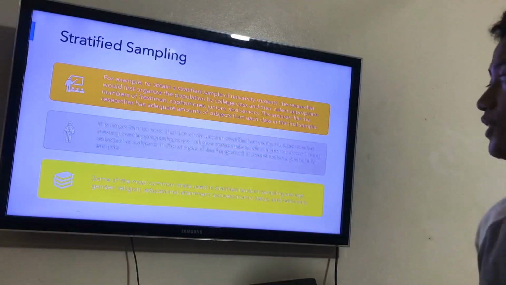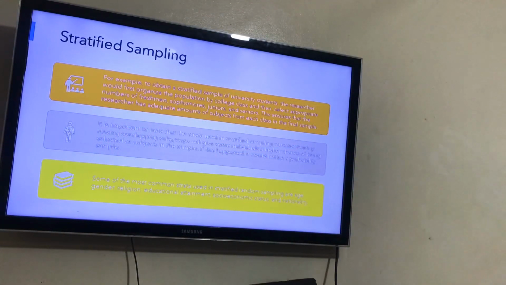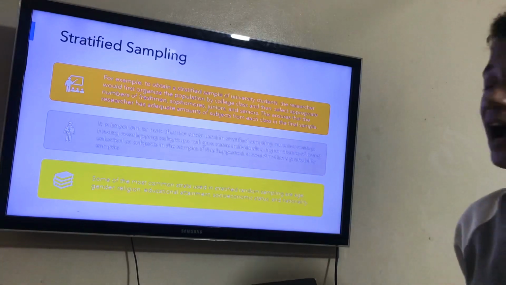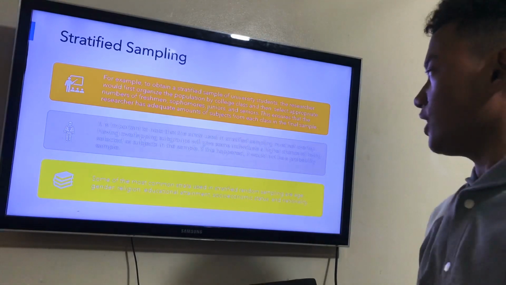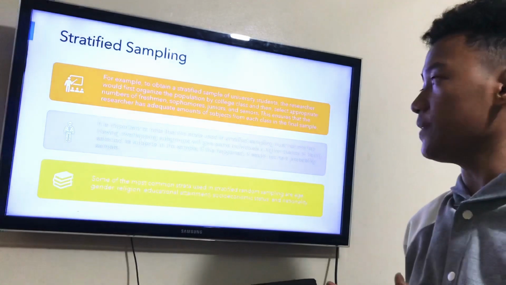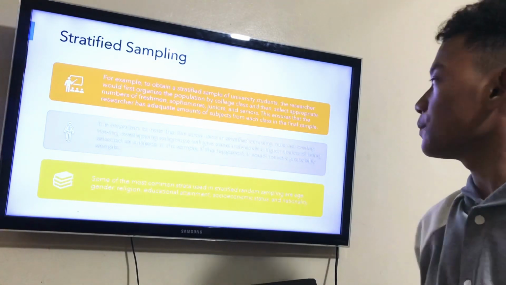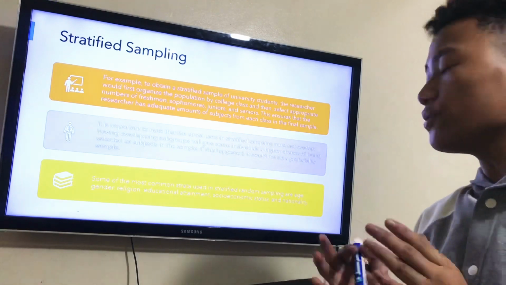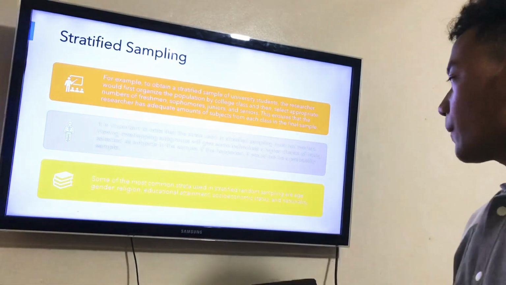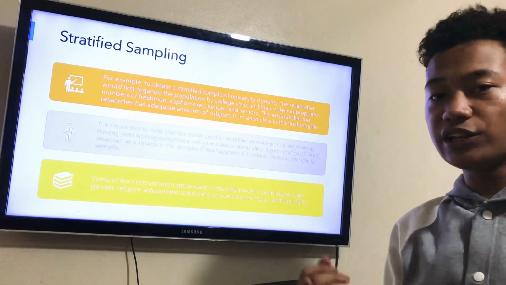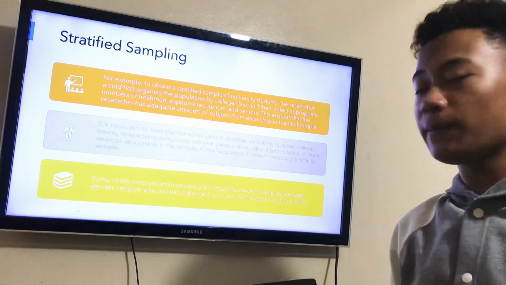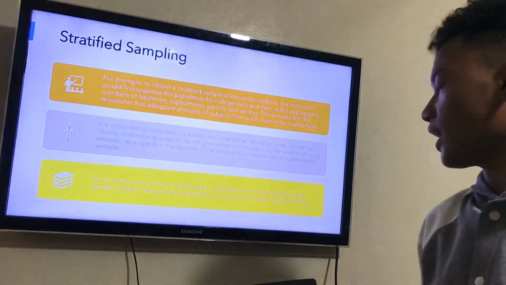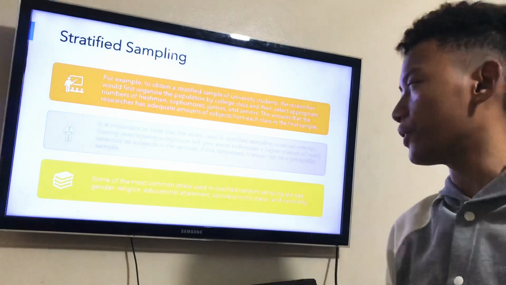It is important to note that the strata used in stratified sampling must not overlap. Having overlapping subgroups will give some individuals a higher chance of being selected as subjects in the sample. If this happened, it would not be a probability sample. Some of the most common strata used in stratified random sampling are age, gender, religion, educational attainment, socioeconomic status, and nationality, and of course, there are more.